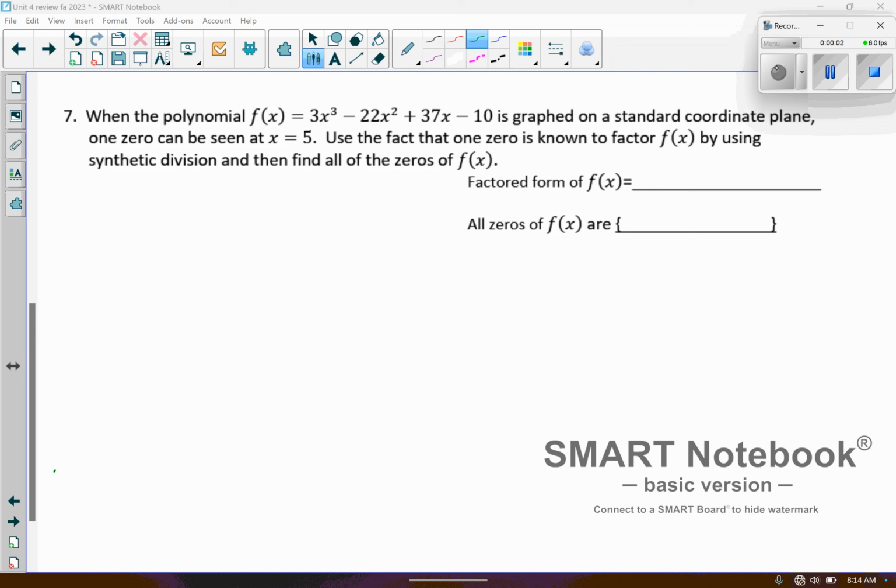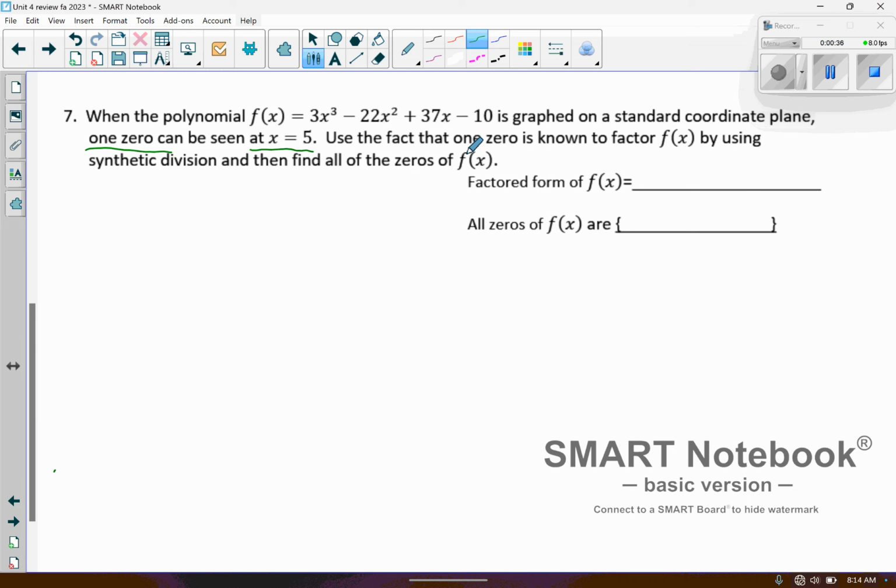All right, now we're going to look at the problems that involve synthetic division. Looking at number 7 right here, it says when the polynomial f of x equals 3x cubed minus 22x squared plus 37x minus 10 is graphed on a standard coordinate plane, (1, 0) can be seen at x equals 5. Use the fact that one of the zeros is known to factor f of x by using synthetic division, and then find all the zeros of f of x.